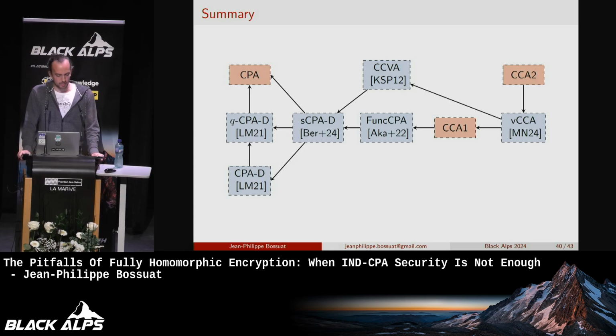So here's a diagram of the current state of the research. We have VCCA, which is just below CCA2, and that would prevent all the other attacks. Of course, all the references are in the slides, and you will have the slides.